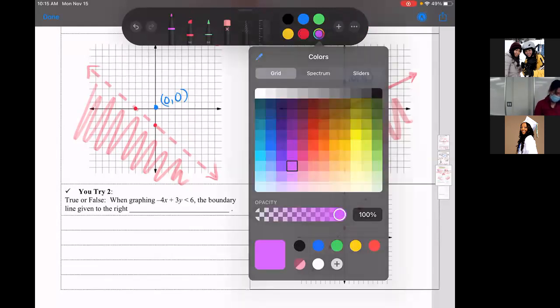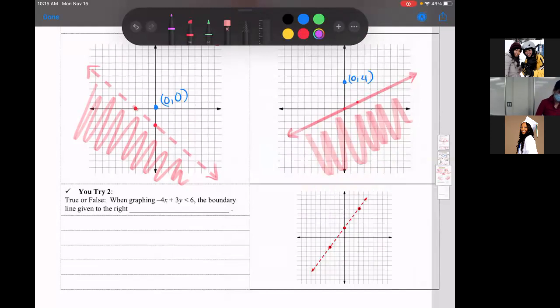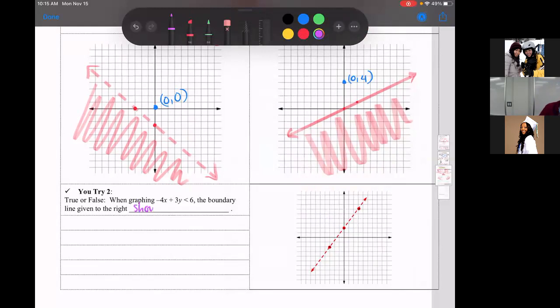When graphing negative 4x plus 3y less than 6, the boundary line given to the right should have no solid points. Is it true or false? I don't know what I'll give you on the exam, but your answer should be either true or false, or no options, okay?